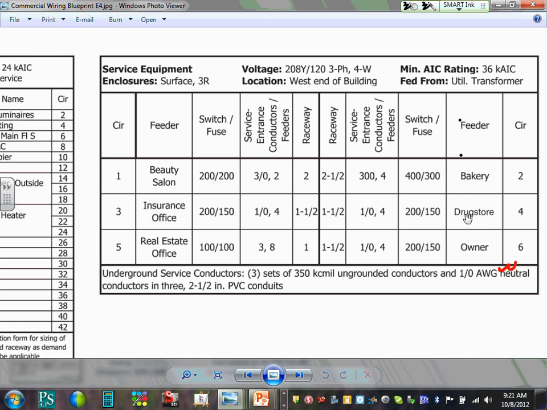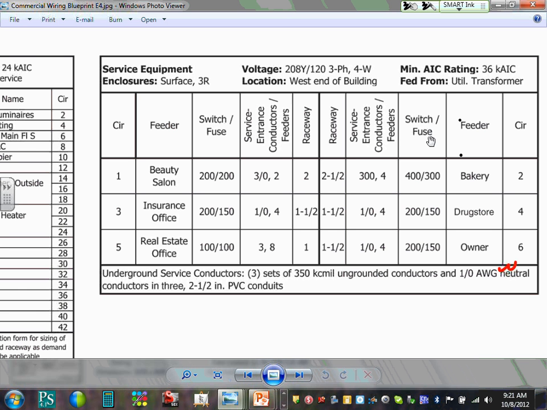If you go to the bakery, I have circuit number 2 feeding into the bakery. It's a 300 amp fuse, a 400 amp switch, and service entrance conductors, 304. 4 conductors, basically. It's not service entrance. These are feeders, really. Cool? Oh, they are, as a matter of fact, service, because they're coming into a disconnect. They are service entrance conductors. Okay, so this is list 1 through 6.